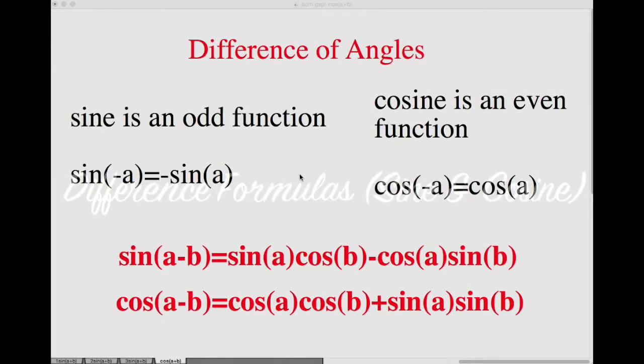Some of you might be wondering about the difference of angles. To find this, we're going to use our knowledge of odd and even functions. Since sine is an odd function, the sine of negative a is equal to negative sine of a. And since cosine is an even function, cosine of negative a is just equal to cosine of a. Therefore, using the identities that we found before, sine of a minus b is sine of a cosine b minus cosine a sine of b, and cosine of a minus b is cosine a cosine b plus sine a sine b.